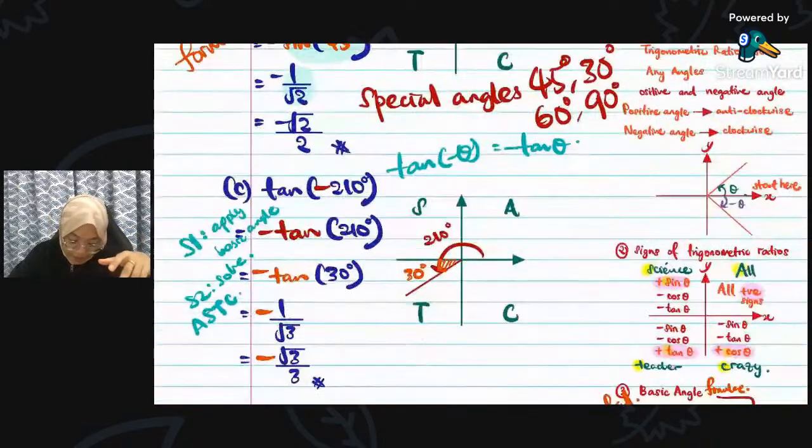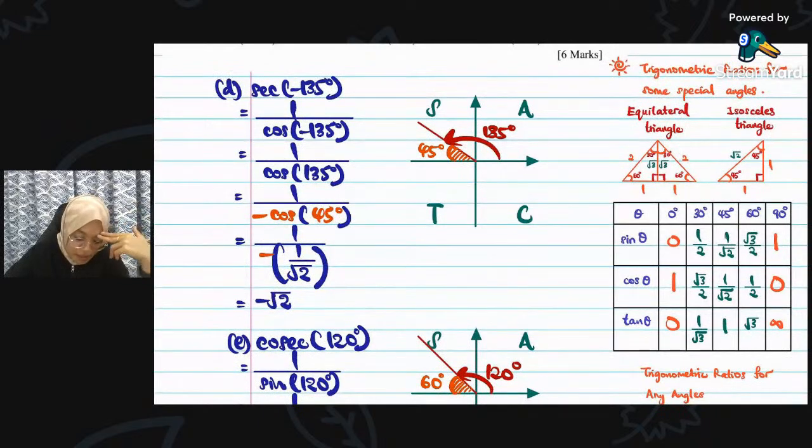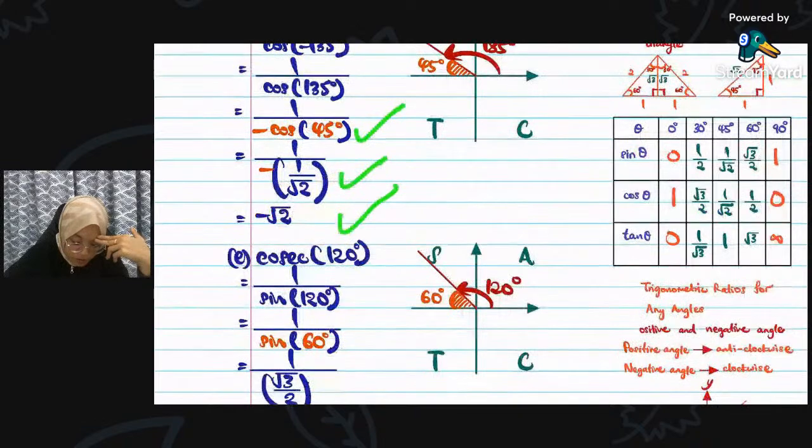Okay, so now yang bawah ni saya tak nak explain panjang. You just look through this. Okay, look through this and all these are correct.